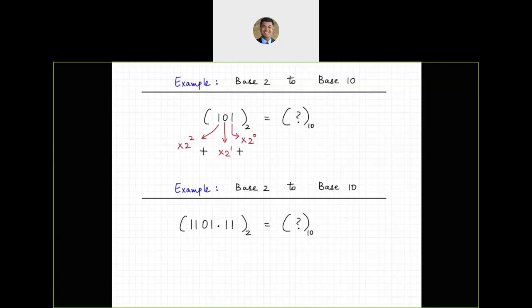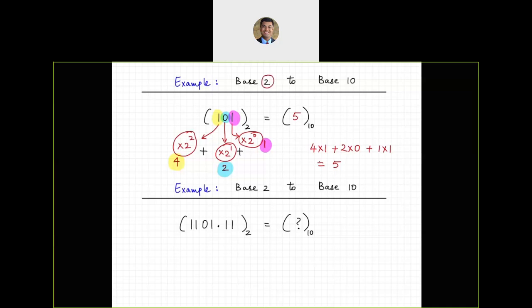What do you get? That would be 4, that would be 2 times 0, and so on. This multiplied by that, and lastly that multiplied by that. So eventually you have 4 times 1 plus 2 times 0 plus 1 times 1, which is 5 in decimal. So I would erase this and say this is 5. Multiply each bit by increasing powers of 2, because the base is 2, and add them up.